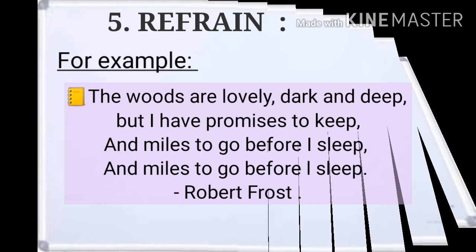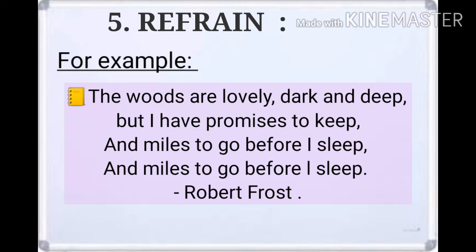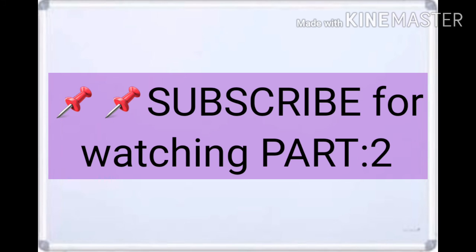So these lines are from the poem Stopping by Woods on a Snowy Evening by Robert Frost. Again here, the poet uses the refrain in the last two lines of this poem. He repeats the line twice, and miles to go before I sleep. It gives rhythm to the poem and lays stress on the responsibilities which he had to fulfill before dying. So this is how you can identify the different types of figures of speech.